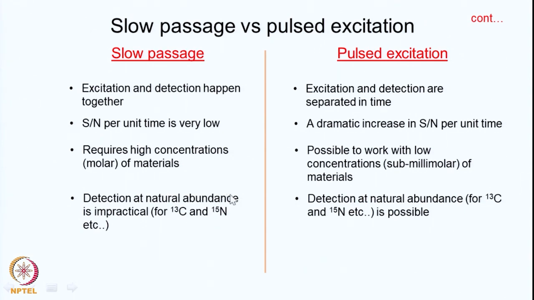In the case of nuclei such as carbon 13 and nitrogen 15 and many others, which have very low natural abundance, it would be almost impossible to detect signals by the slow passage experiments because the signal to noise will be very, very low. Remember, C13 is 1.1% and nitrogen 15 is 0.37%. To collect signals from such low abundant nuclei, the slow passage experiment would be almost impossible to perform. Whereas here you can do it because you do signal averaging several times, you can co-add the FIDs and Fourier transform at the end. So these are the important differences between the pulse excitation and Fourier transform NMR compared to the slow passage experiments.